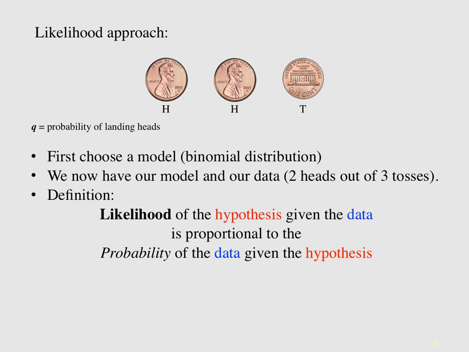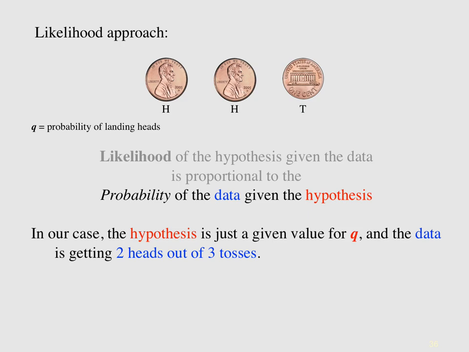So here's a definition. Likelihood. This is one of those words that's annoying because it has a common sense English meaning and a precise statistical meaning. We're going to use the precise statistical meaning now. The likelihood of the hypothesis given the data is proportional to, often equal to, though not necessarily, the probability of the data given the hypothesis. That's a lot of words. What does it actually mean?